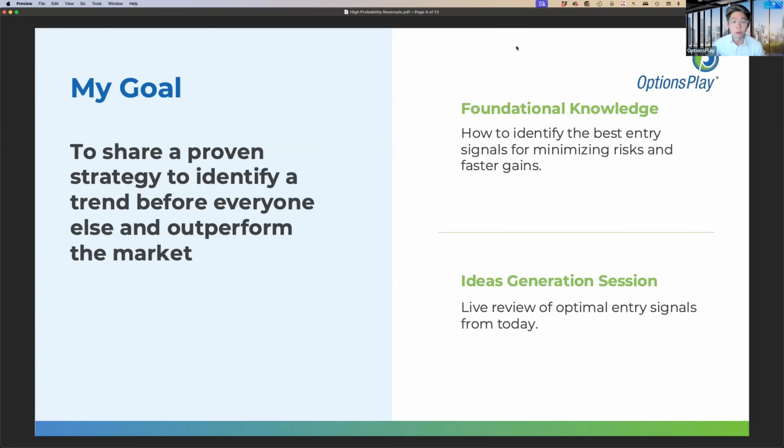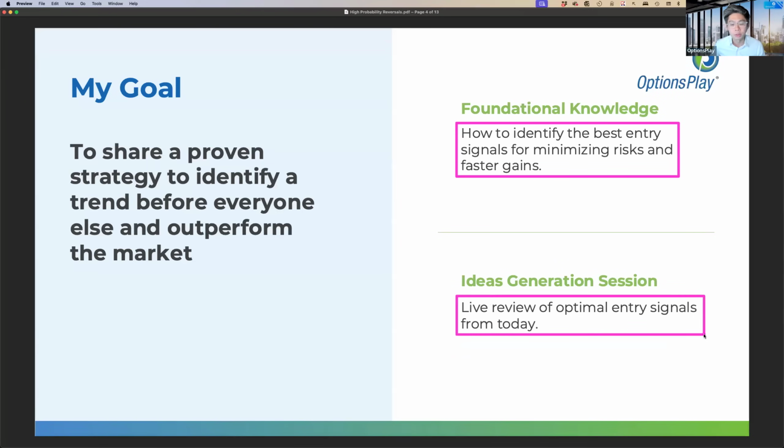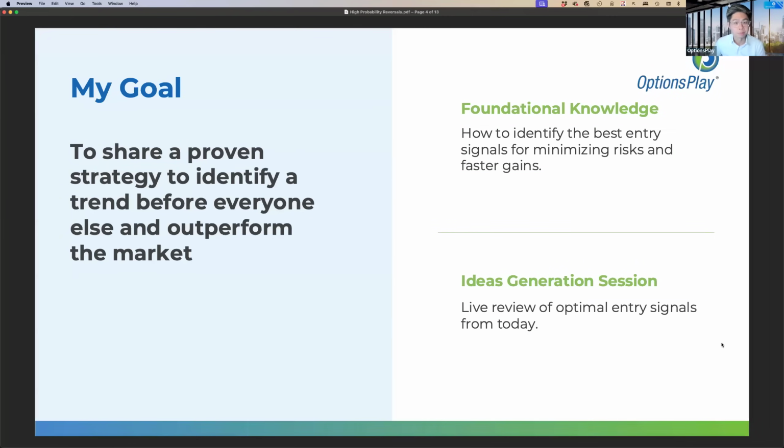So today we're going to go over the foundational knowledge to help you understand how to identify the best entry signals for minimizing risk and accessing gains faster. And then we're going to do a live review of the optimal entry strategies from today and some of the new features we recently launched into OptionsPlay that help you screen for these ideas using our platform.